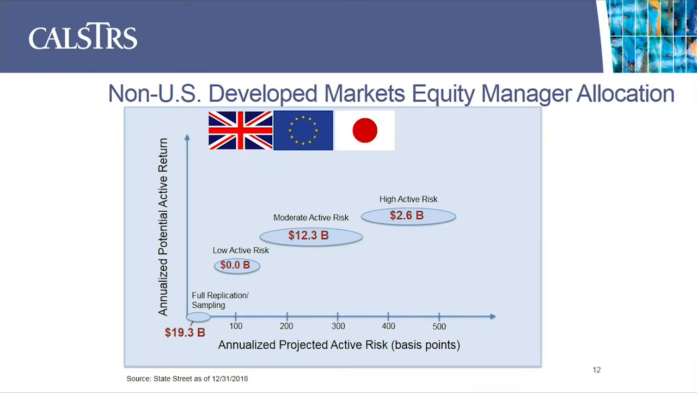Compared to the U.S. portfolio, our non-U.S. developed markets allocation has a lot more of a balance between the passive and active strategies. We have $19.3 billion in passive, and again, similar to the U.S., we don't have any in the low active risk strategies. Our $12.3 billion allocation to moderate active risk managers contains a mix of quantitative and fundamental managers. And we have a relatively small amount of $2.6 billion in the higher active risk strategies.